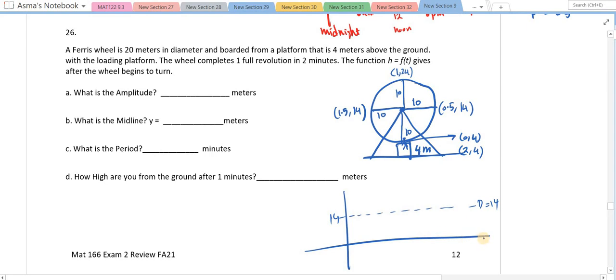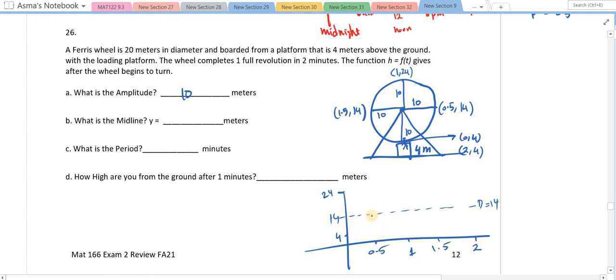And then the period is 2 minutes. That means half of that is 1 minute. And then half of this distance is 0.5 and half of the other distance is 1.5. So we know that the lower point is 4 meters and the higher point is 24 meters, which is exactly 10. So the amplitude is 10. I can tell that right away.